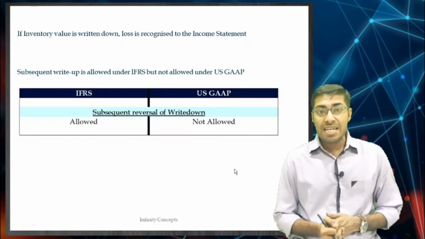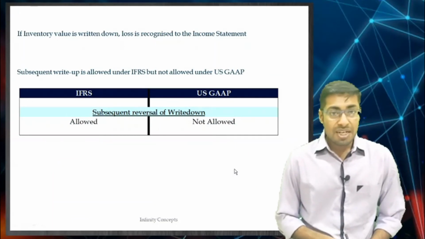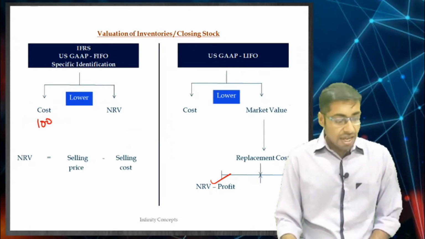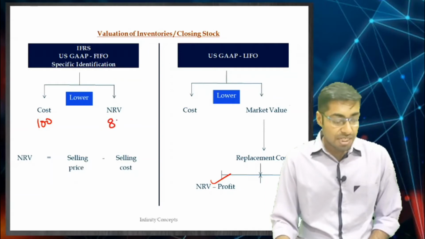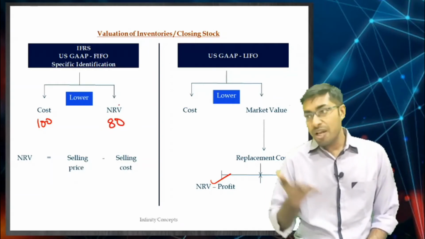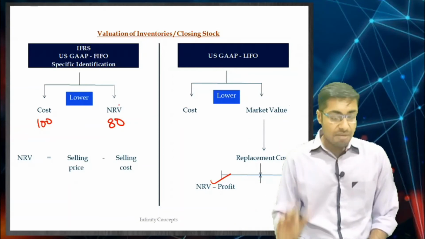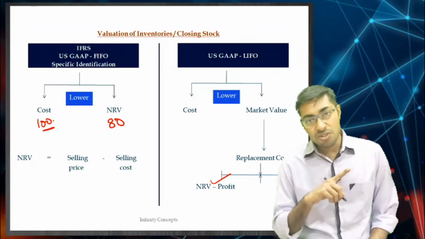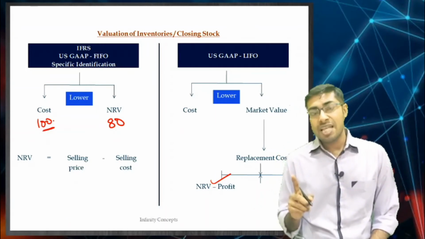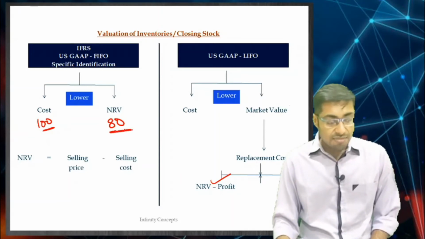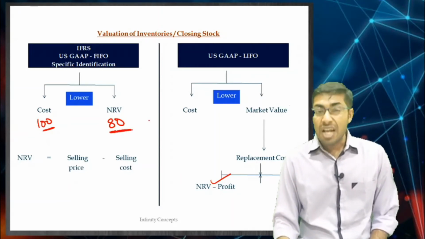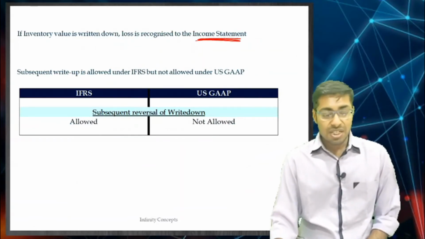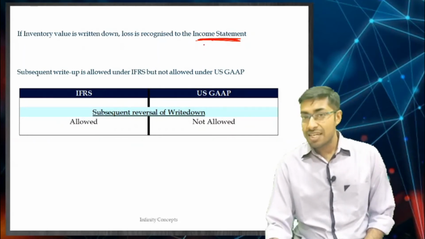If inventory value is written down, say for example cost is 100 and net realizable value is 80, then you will have to write down your inventory, because it is the cost at which it is currently staying in your balance sheet and in your P&L. Since the net realizable value is 80, you write down your inventory, and the loss is recognized through the income statement. Where is it recognized? In the income statement.